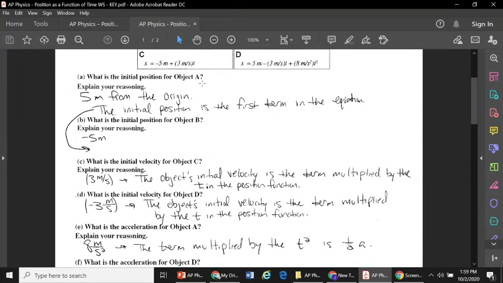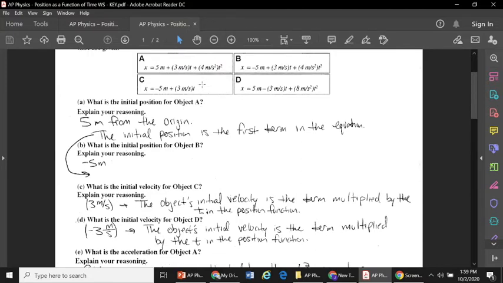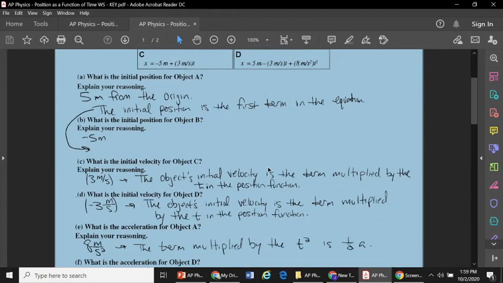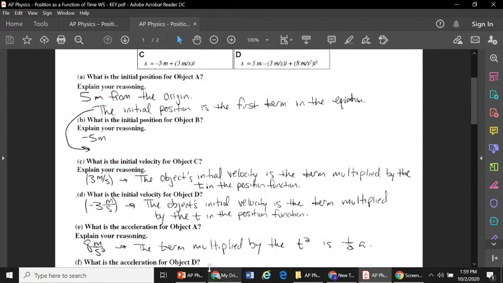And the reason why is because the template for the position function says the term that's multiplied by the t squared is not a, it's 1/2 of a. And so since there's a 4 meters per second squared multiplied by the t squared in this equation, that means the acceleration is 8 meters per second squared. Whichever number is attached to the t squared is half the acceleration. So you have to multiply it by 2 to find the whole acceleration.